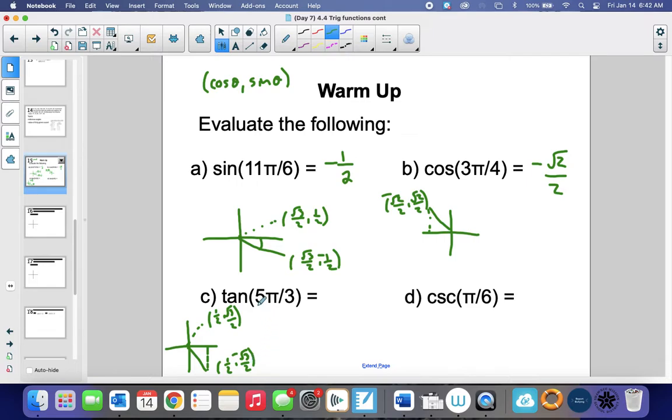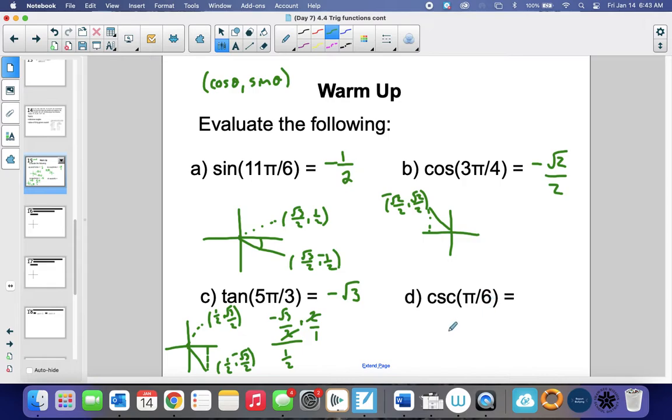So we know tangent is sine over cosine, so it's going to be negative root 3 over 2 divided by 1/2. So we could multiply by the reciprocal of the bottom. If I simplify this, I'm left with negative root 3 over 1. So tangent is going to be negative root 3.